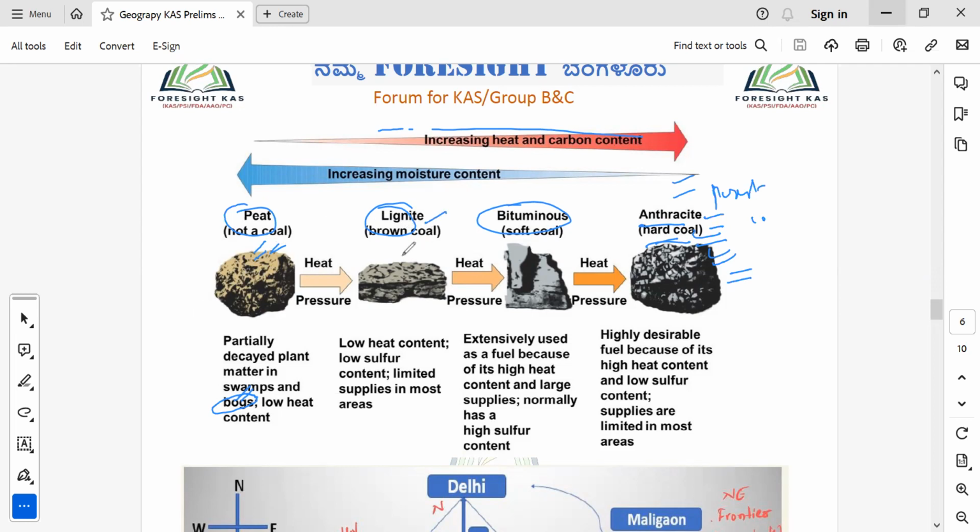Lignite, remember LB: lignite is brown coal. Bituminous is BS, soft coal. Anthracite is hard coal. Bituminous coal is available in the largest quantity. In India also, the highest reserve we have is bituminous coal. We use it in metallurgical industries and in coal plants. Anthracite we use for research purposes or in electronics. So let's see how the question was asked. If you remember this much, you can easily do the question.